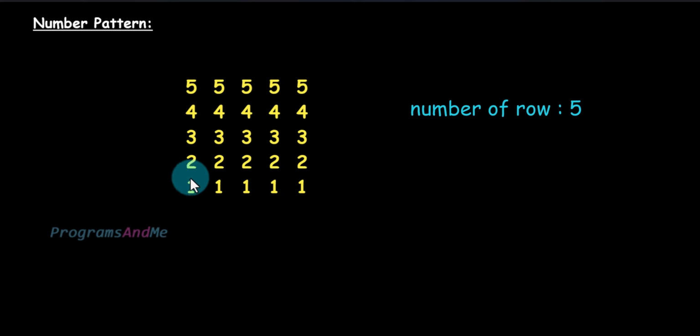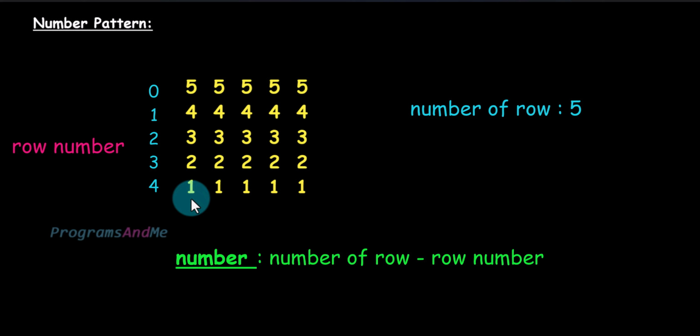And to get the remaining numbers, if you subtract the row number from the number of rows, here the row number is 1, 5 minus 1 we get 4, and here the row number is 2, 5 is the number of rows, 5 minus 2 is 3, 5 minus 3 is 2, 5 minus 4 is 1. So we'll get these numbers. So what we need to do? We need to subtract the row number from the number of rows. Okay, so this is about this pattern.